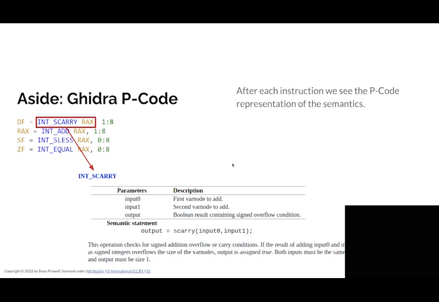What is INT_SCARRY? What's going on here? Well, the operation checks for signed addition, so the S is for signed, carry conditions, and there's carry. So SCARRY is really signed carry when these 2 things are being added. If the result of adding input 0 and input 1 as signed integers overflows the size of the varnodes, the output is assigned true. There you go. So in fact, you can see I'm doing an INT_SCARRY of RAX and 1 and assigning the result to the overflow flag. Should make sense.